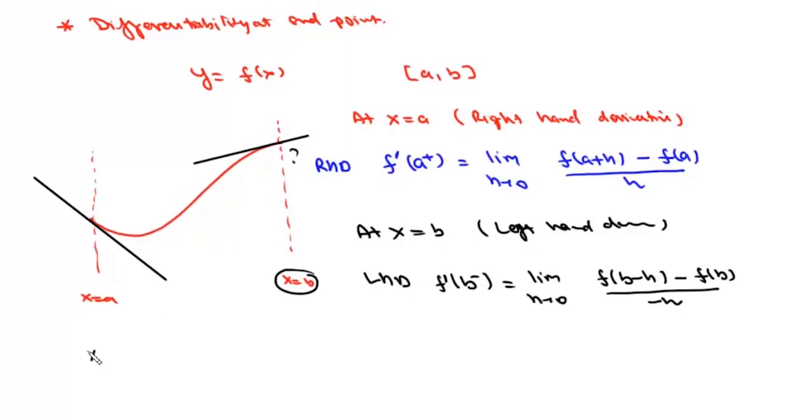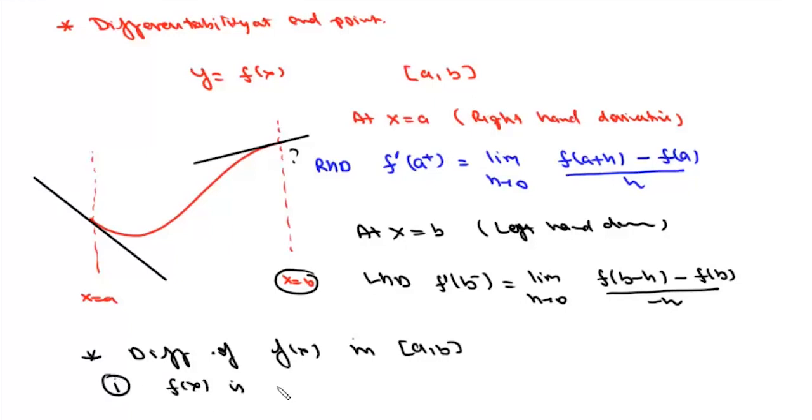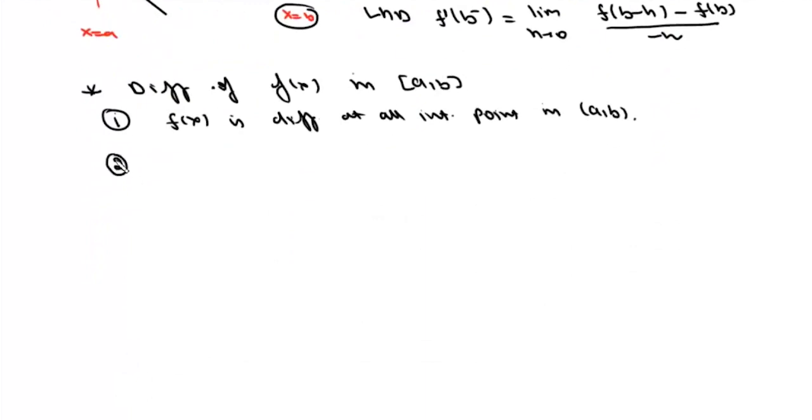And if we have to check differentiability of a function f(x) in the closed interval [a, b], then this function will be differentiable in [a, b] if f(x) is differentiable at all interior points in this open interval (a, b), and the limits at these endpoints exist.